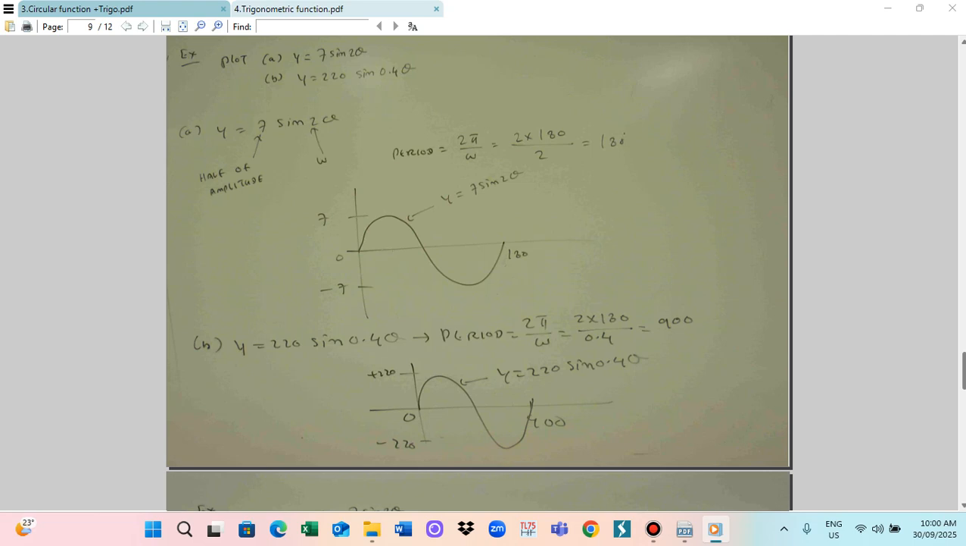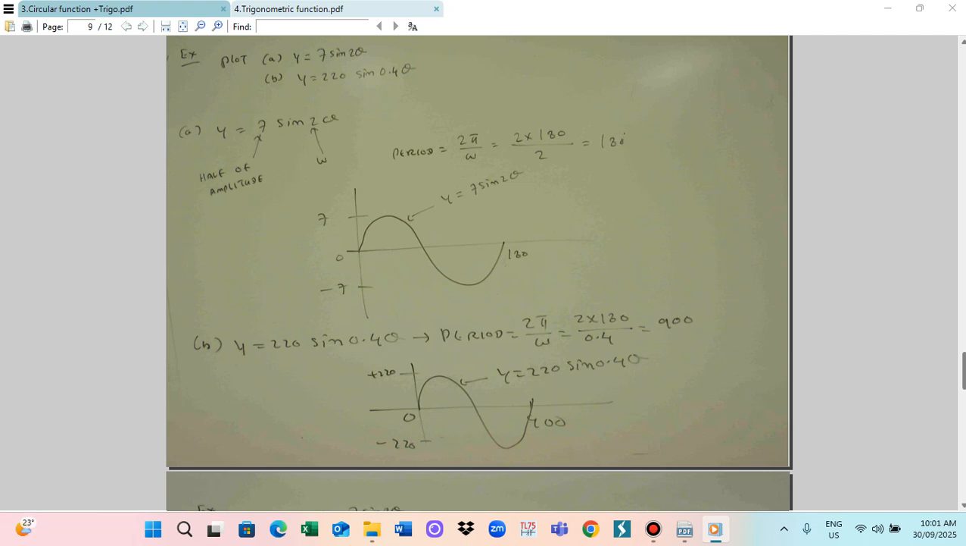So that will be the 7 and the minus 7. So this is the y equal to 7 sine 2 theta graph. We can calculate. And b is the y equal to 220 sine 0.4 theta. So in this case, we also calculate the period.